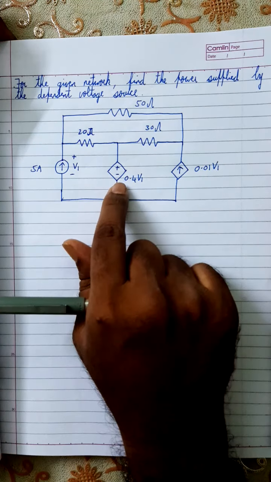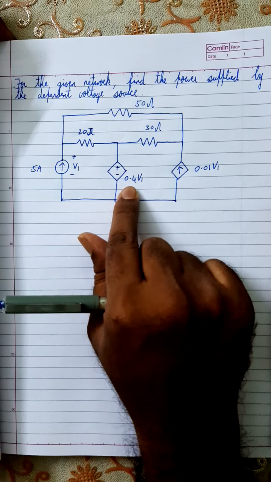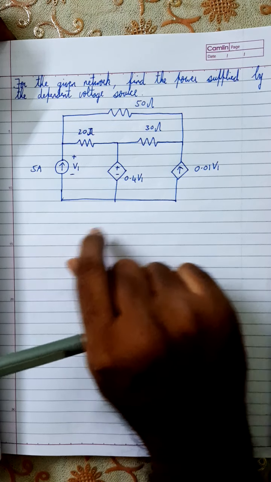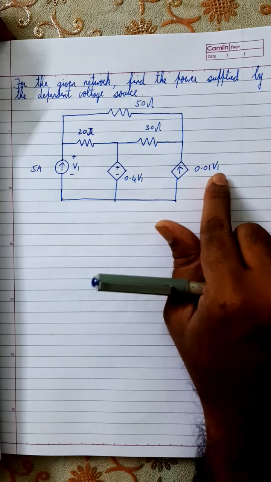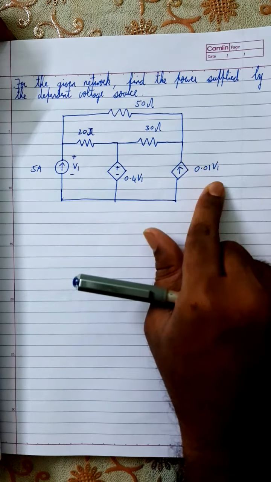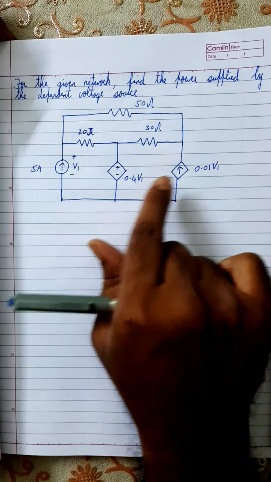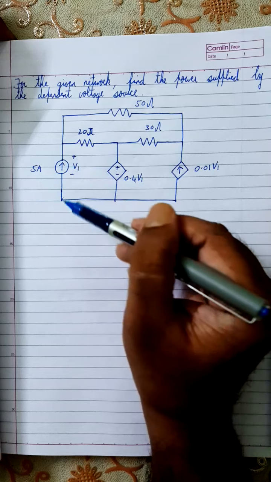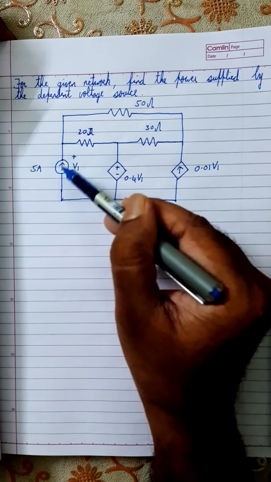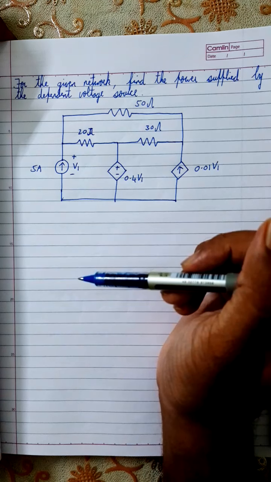The value of this dependent voltage source is 0.4 V1, and the value of this current source is 0.01 V1. But what is V1? Let's see what V1 is. V1 is the voltage across this current source, the voltage across this 5 ampere current source.